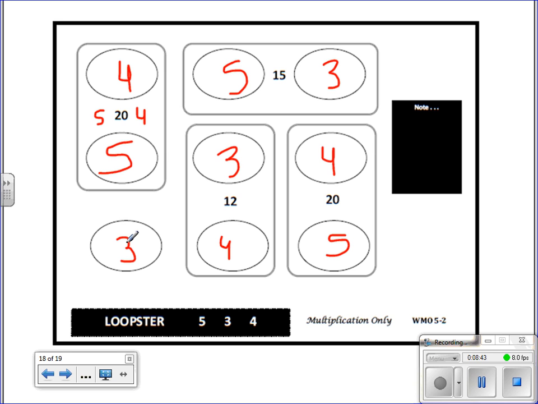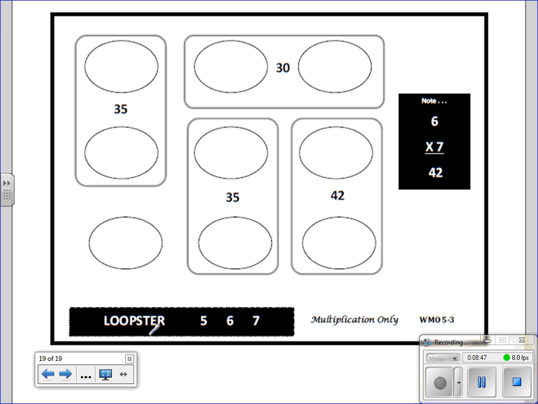Okay, hopefully that one was a little easier, but let's try another one. This is the next puzzle. It's a 5, 6, 7. So you need a 5, a 6, a 7 in every row, 5, 6, 7 in every column.